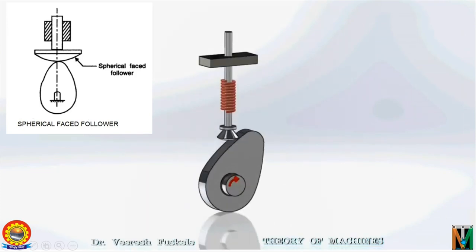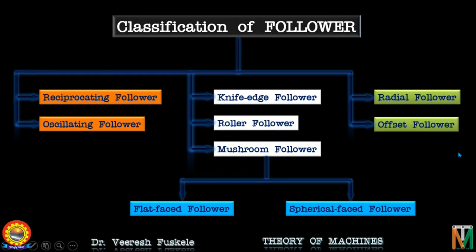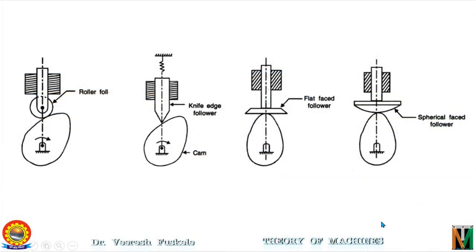Moving ahead, we have the next classification based on the location of the line of movement: radial follower and offset follower. So let's see the radial follower first. These are typical examples of radial follower. The follower is known as radial follower if the line of movement of the follower passes through the center of rotation of the cam. You can see in all these cases, the line of movement of the follower is passing through the center of the cam. So all these are examples of radial followers.